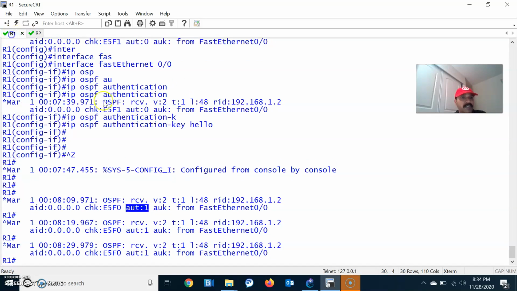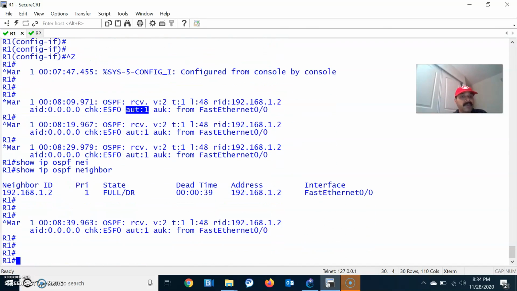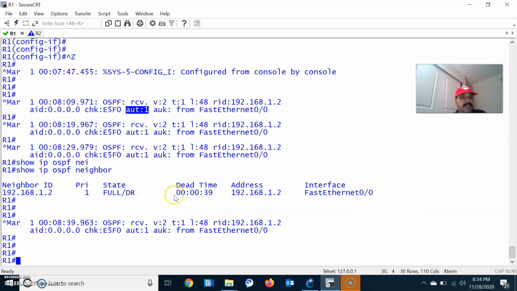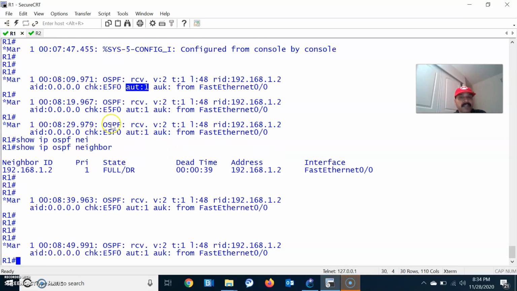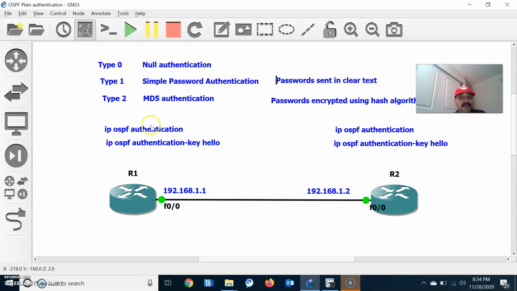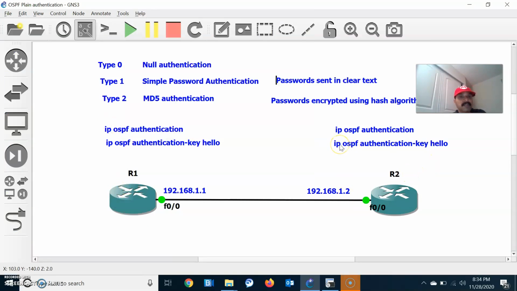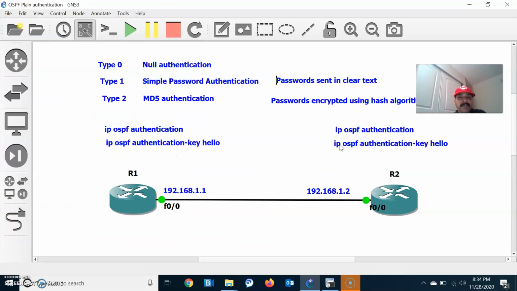So now let us check the neighbor relationship. Show IP OSPF neighbor. So you're able to see, right, neighbor relationship established between R1 and R2. So if I configure any mismatch parameters, it will show there is a mismatch in the authentication. So since I configure the proper authentication key on both the R1 and R2, R1 is establishing a neighbor relationship with R2, right? So this is an example of a simple password authentication where passwords are sent in the clear text, right?